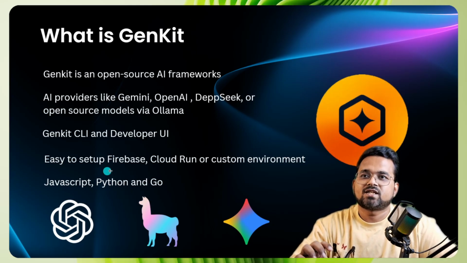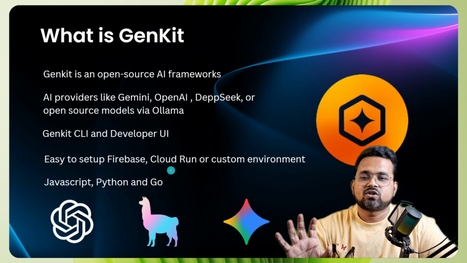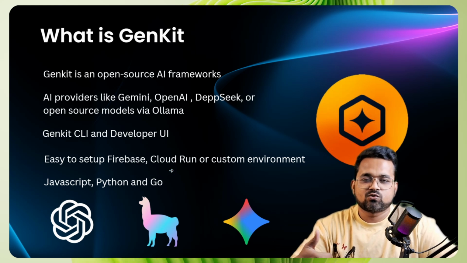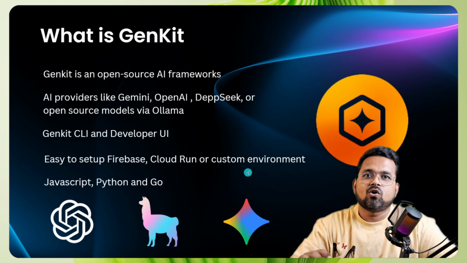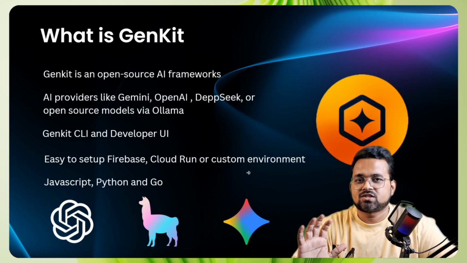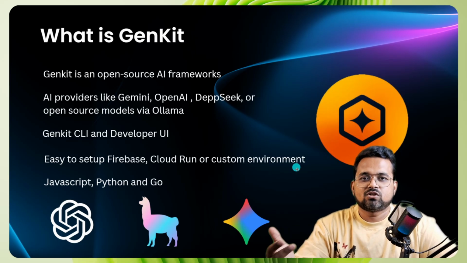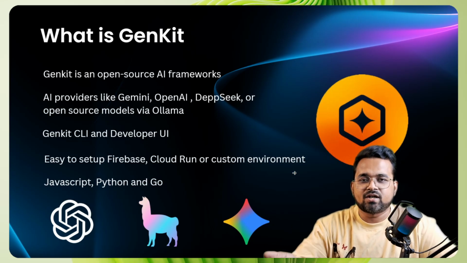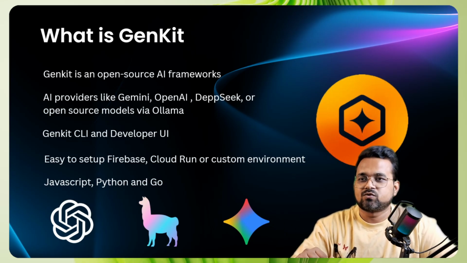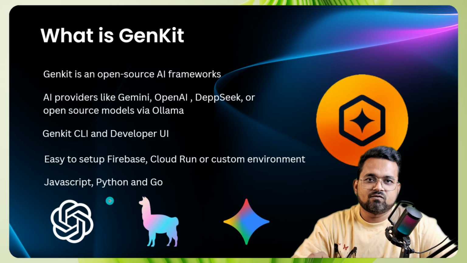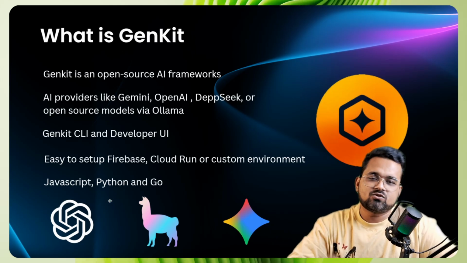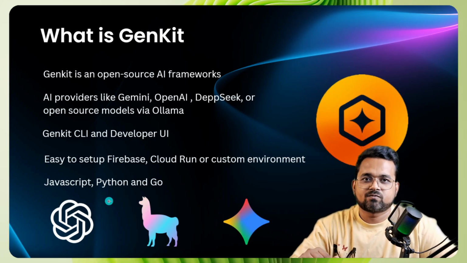For this, you can set up Firebase and implement this on the cloud to have a serverless application, or you can host Genkit in a custom environment. That means whatever server you already own, you can use ExpressJS or wrap it in any endpoint layer on the custom server too. The framework is available in JavaScript, Python and Go. In today's tutorial, I am going to use the JavaScript framework.